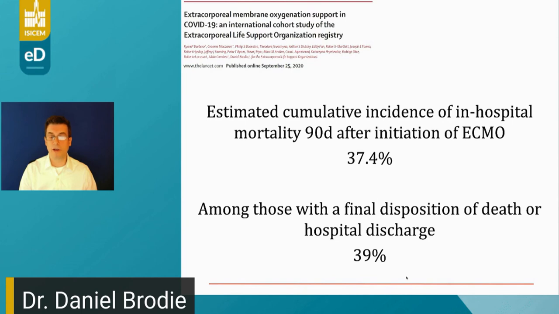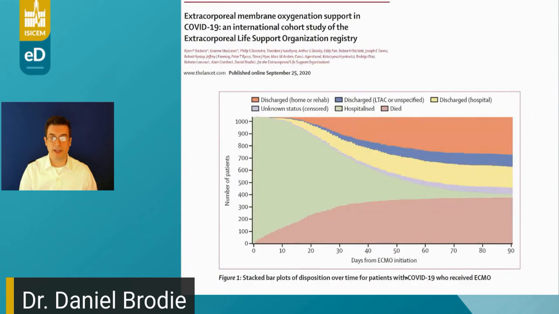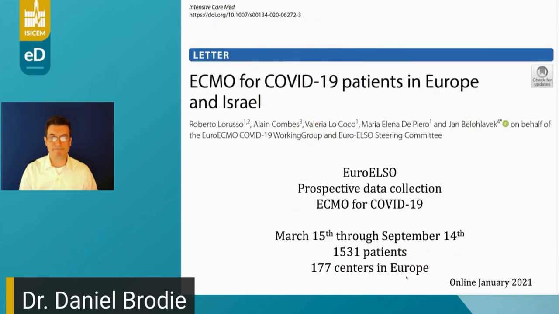If you only look at those with a final disposition of death or hospital discharge, it doesn't change the mortality very much at 39%. Again, the stacked bar plot with the best outcomes at the top, discharged home or rehab in orange, and in the salmon color at the bottom, those who died.